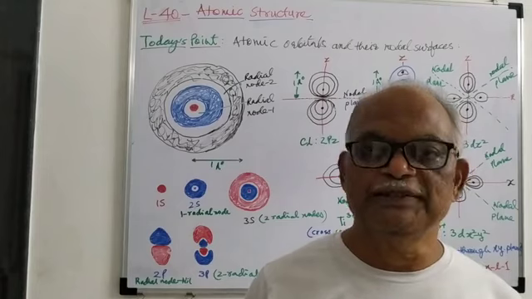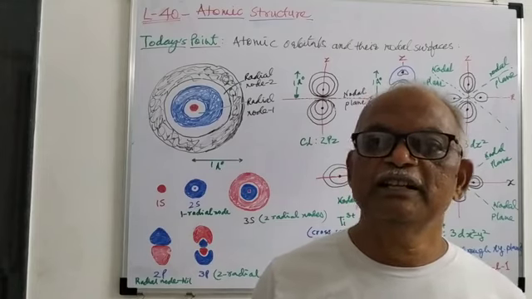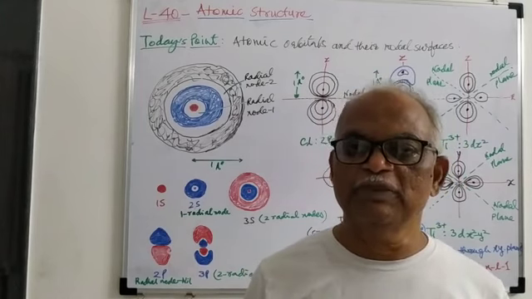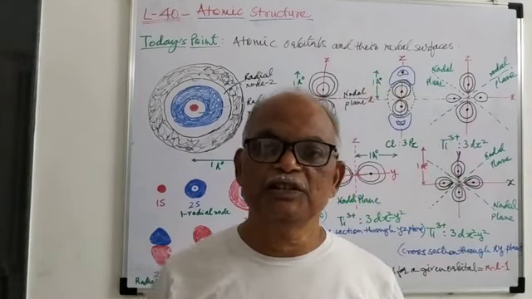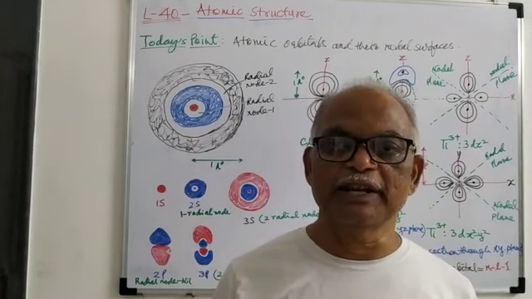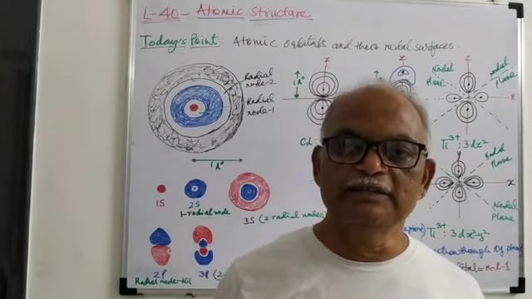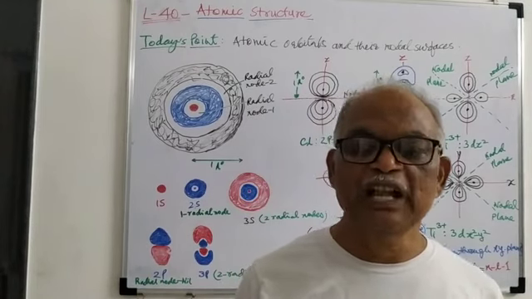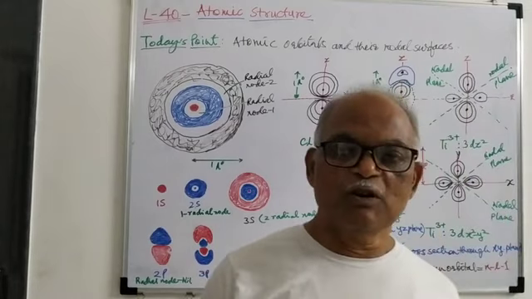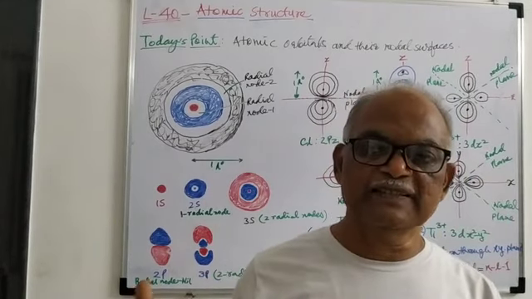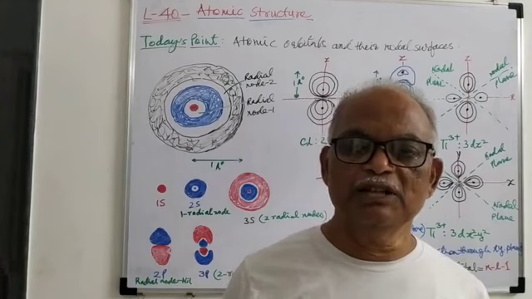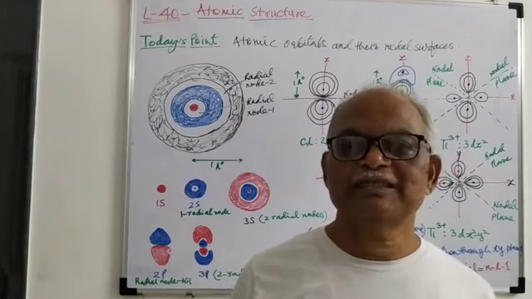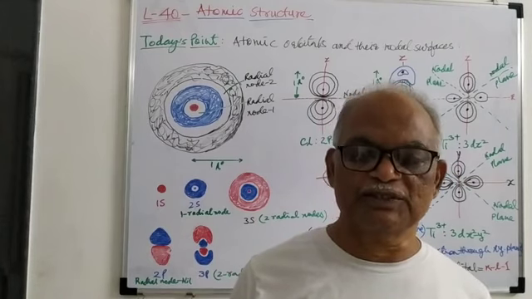Depending upon the principal quantum number n, which has values 1, 2, 3, 4, etc., the L values start from 0 to n minus 1. Then the M values are from minus L to plus L for a given value of L. Then there are also the MS values, that is, the spin quantum numbers.